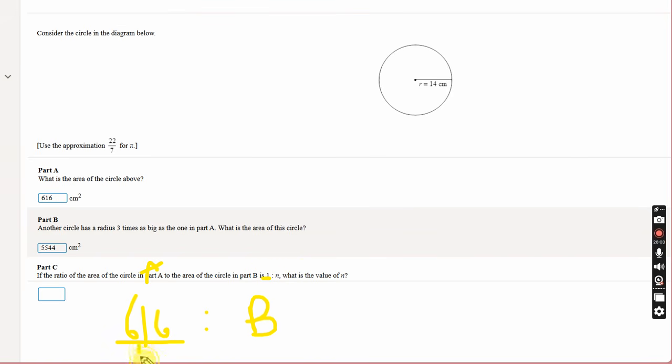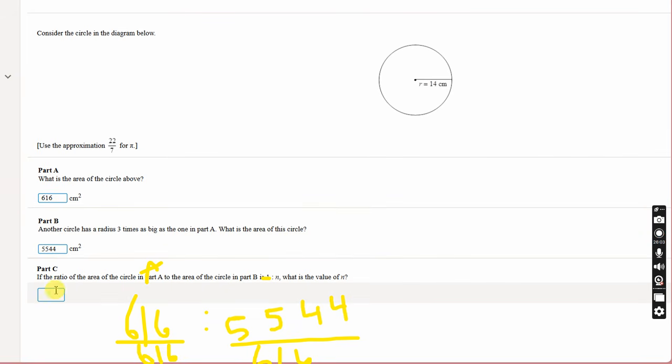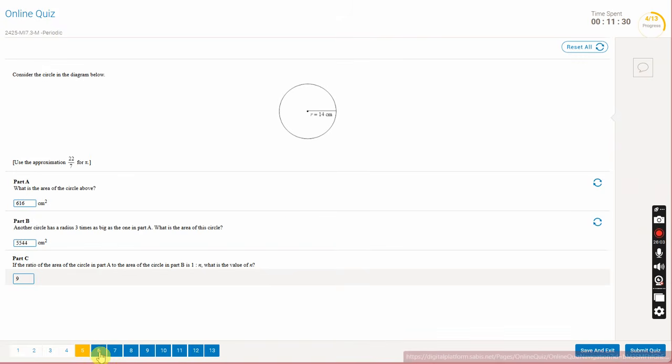So it was divided completely by itself. Now remember, when it's a ratio, whatever you divide the first number by, you have to divide the second one by the same number. So the second one will be 5544, and you divide this by 616, the same thing that you divided the first number with. So 5544 divided by 616 is going to give you a whole number, 9. There you go. I hope you understood that.